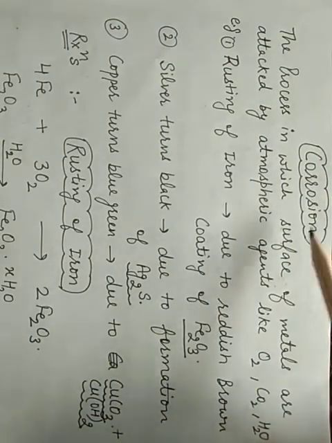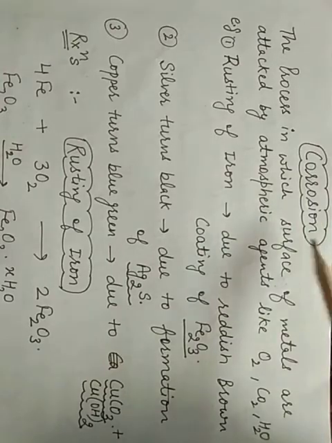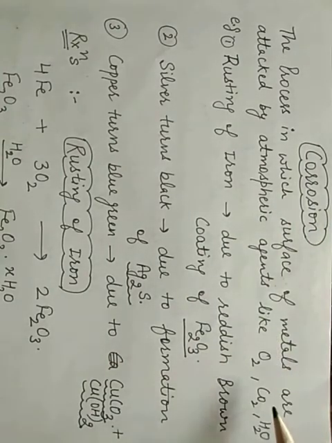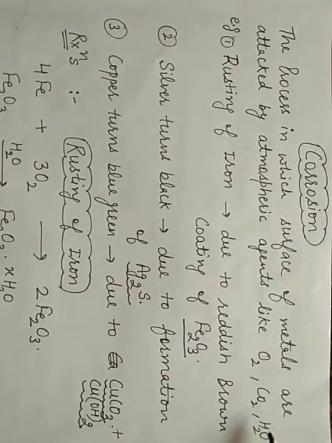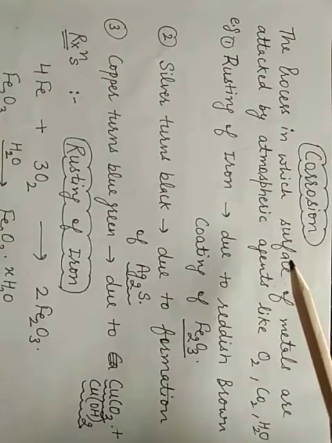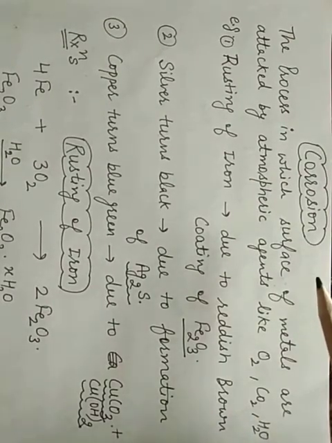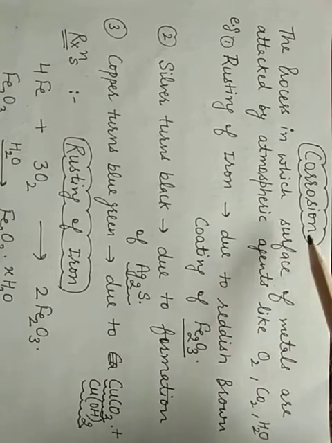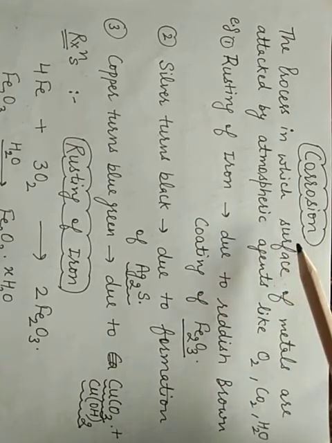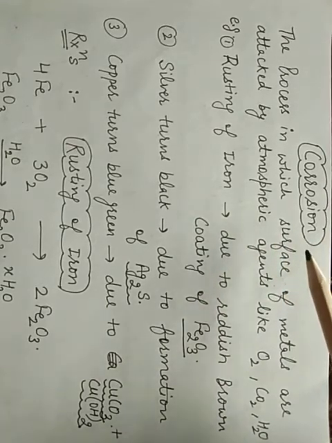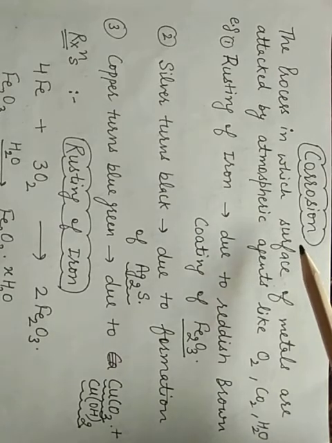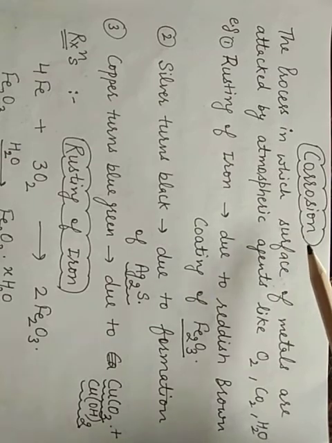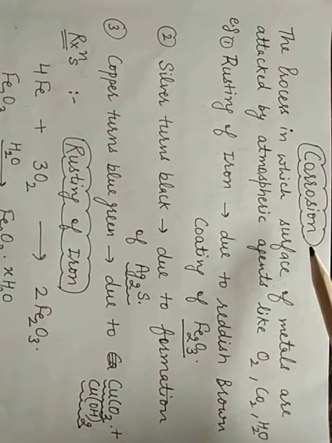Corrosion is the process in which the surface of metal is attacked by atmospheric agents like O2, CO2 and water, etc. Or you can say that it is the chemical process of slow eating up of the surface of certain metals, which are kept in the open for a long time. This is also called corrosion.